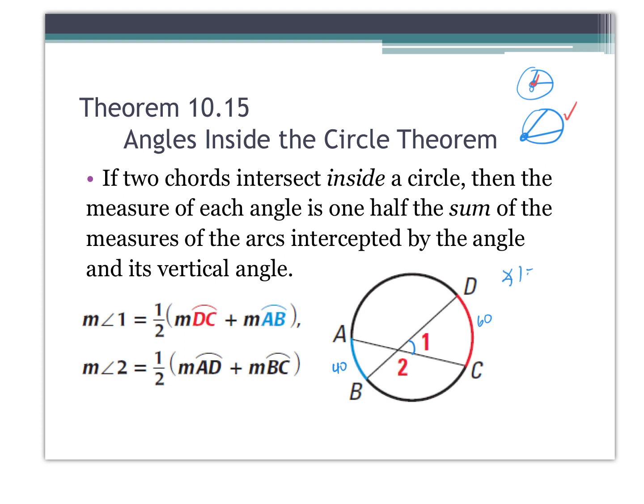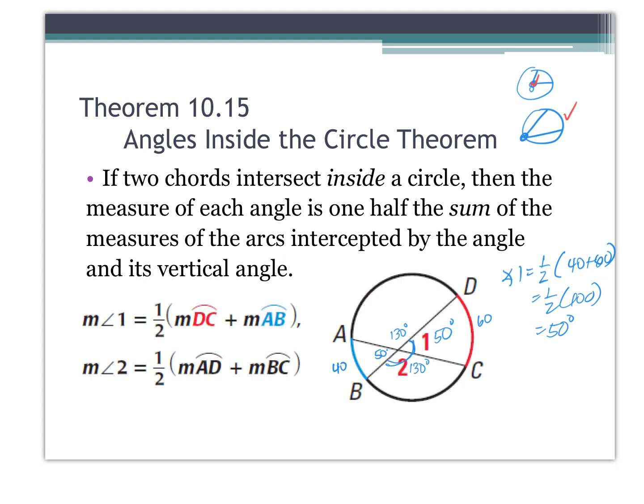Well, angle 1 is going to equal half of 40 plus 60. So it's going to equal half of 100, or 50 degrees. So this is 50 degrees. Once I know that that's 50, I can solve everything else. Vertical angles are equal, so that one's 50. And I know that this forms a linear pair, which are supplementary, so this is 130, and this is 130, and I can figure out everything else, right?